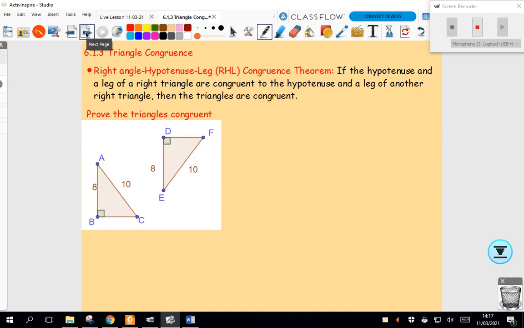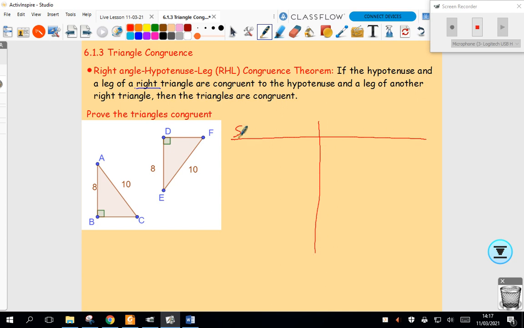Looking at my last congruence proof, which is the right angle hypotenuse leg congruence theorem, or right angle hypotenuse side congruence theorem. And it says this: if the hypotenuse and the leg of a right triangle, so this only works for right triangles, are congruent to the hypotenuse and leg of another right triangle, then the triangles are congruent. So we're going to prove that these two triangles are congruent. And this is probably the most obvious.